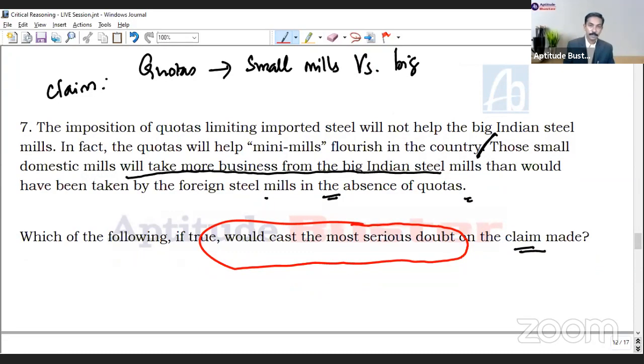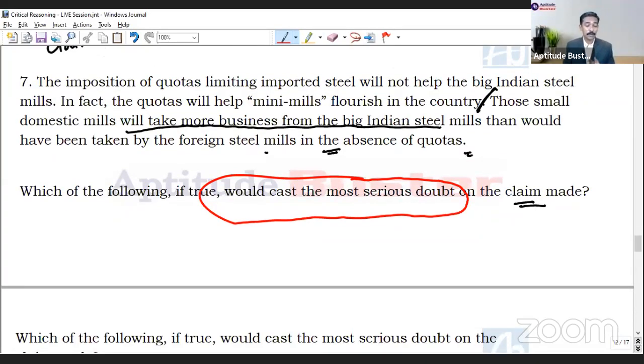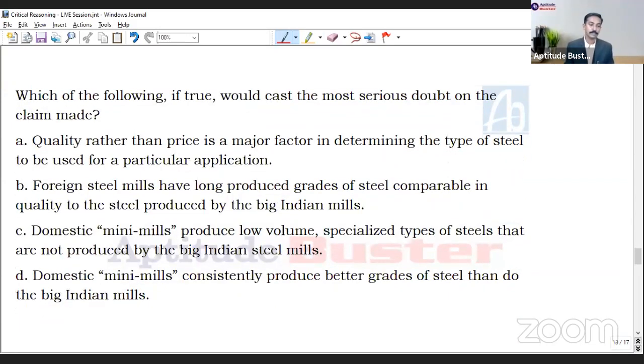So let me try without giving you the meaning, so that you would know how Aptitude Buster is far, far superior in taking you to the right choice. The question says, which of the following, if true, would cast the most doubt on the claim made? And somehow or other, we are unable to make the meaning of the question.